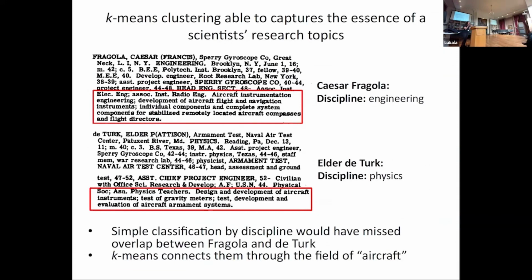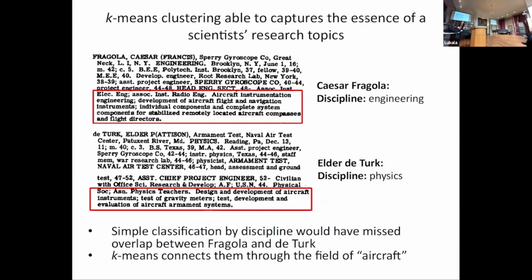Why do we do all of this? Well, I didn't start out thinking I would do this. I would say, oh, this is great, I can just take the discipline names. The disciplines themselves actually miss a lot of useful variation that only the k-means captures.